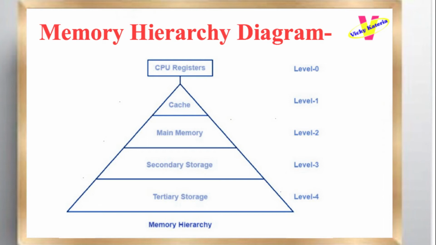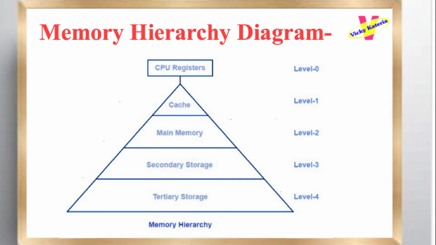Level 1. At level 1, cache memory is present. It stores the segments of program that are frequently accessed by the processor. It is expensive and therefore smaller in size. In MB, cache memory is implemented using static RAM.